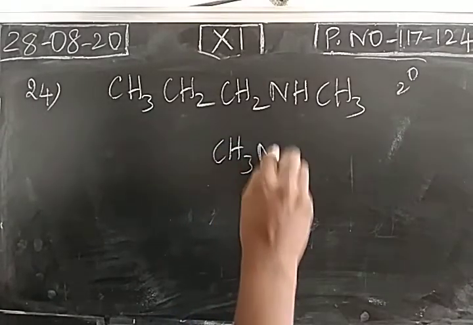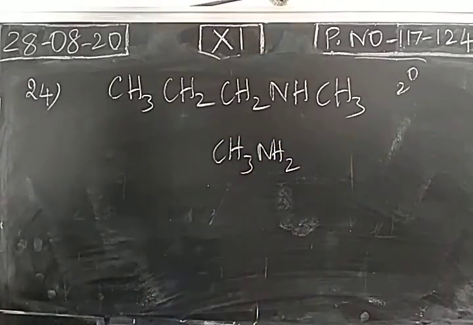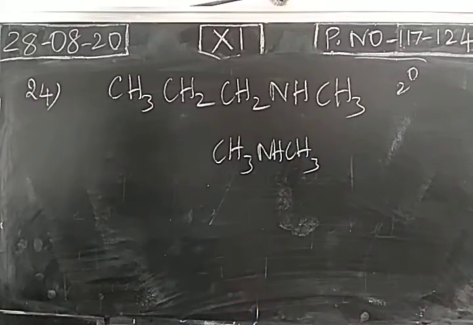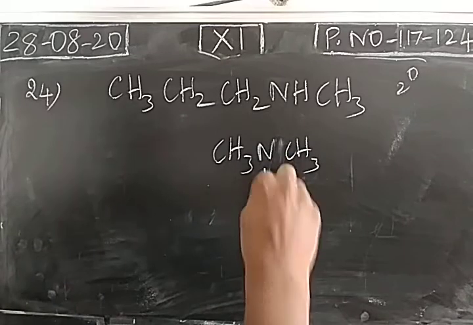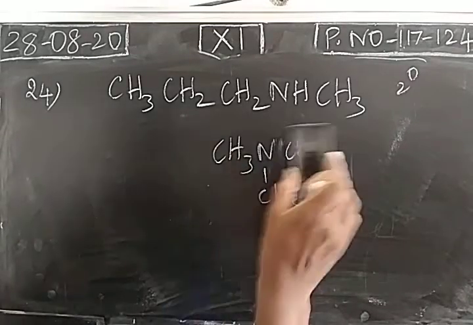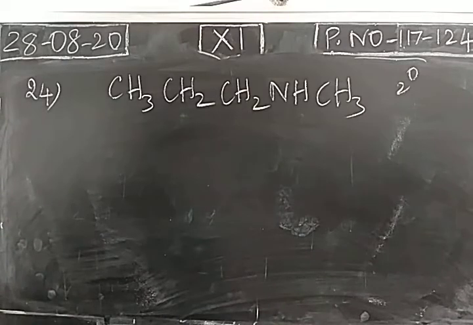If you take this one, this is primary. If one hydrogen is replaced by an alkyl group, this is called a secondary. If one more hydrogen is replaced by an alkyl group, this is called a tertiary. So we have 3 types of amines: primary, secondary, and tertiary.